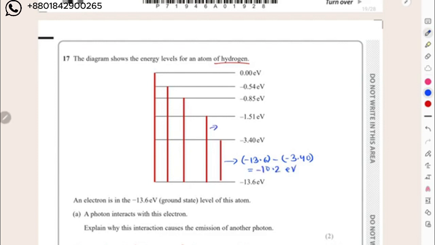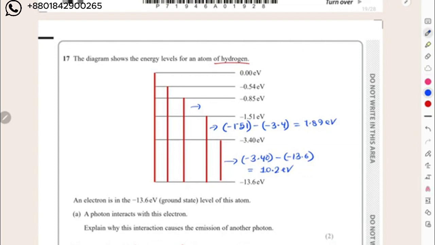Then again for this part, the same working. Sorry, I actually made a mistake. It should be 3.40 minus 13.6, then you'd get the value to be positive electronvolts. Then again, similar working: minus 1.51 minus 3.4, which is almost 1.89 electronvolts. Nothing is close to your 5.7. So you continue doing that.